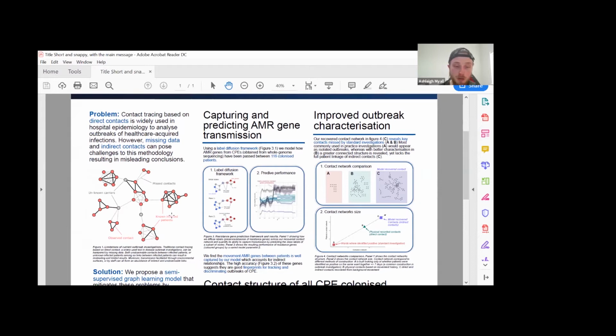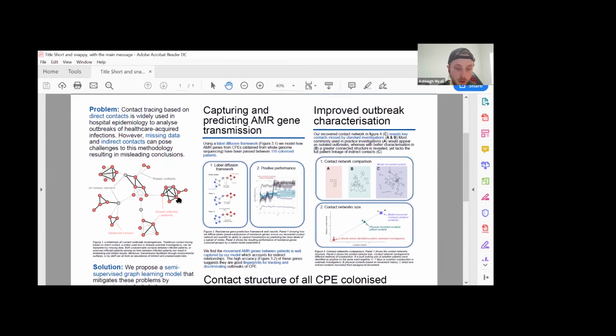identify the outbreak structure and reveal transmission hotspots. However, a big problem with these investigations is that they rely on recorded physical contacts between infected patients. This inherently misses and falls down in the presence of missed contacts due to poor data quality or indirect transmission through things like hospital staff, visitors, and the environment, which isn't captured in electronic data.